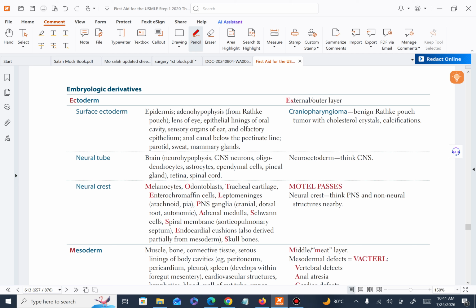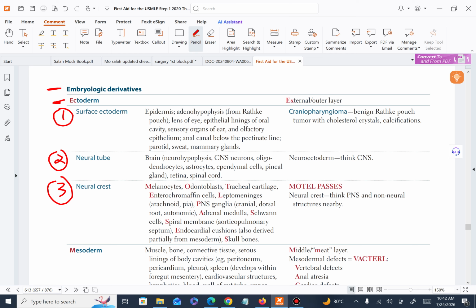Hello, let's discuss the embryological derivatives from the ectoderm, mesoderm, and endoderm. First, we will discuss the derivatives of the ectoderm. Ectoderm consists of surface ectoderm, neural tube, and the third one is neural crest.